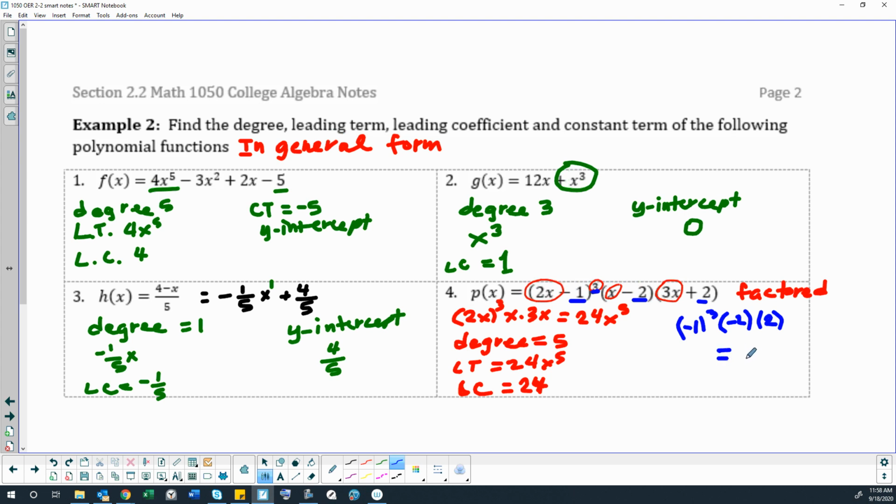Anyway, so that will be our y-intercept.